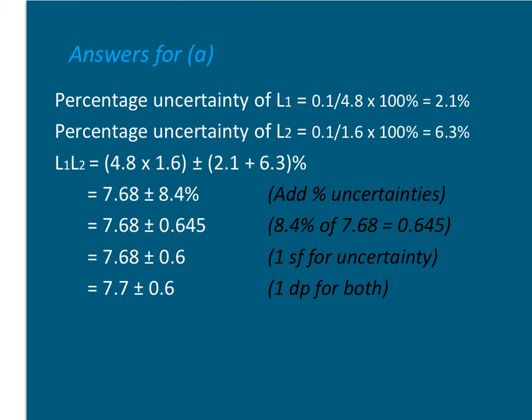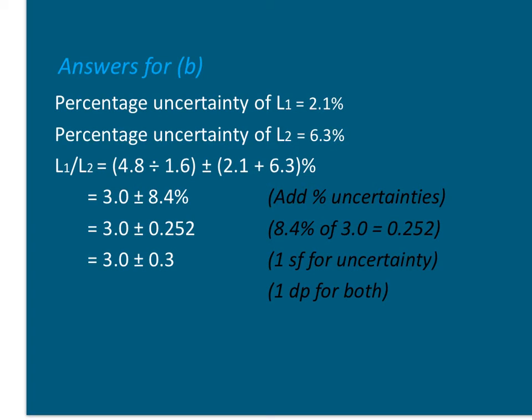So you work out 8.4% of 7.68, and it comes to that. Then you have to round this off to 1 sig fig, so it's 0.6. And then you had to round off the value to 1 dp, because this is to 1 dp. So the final answer is 7.7 plus or minus 0.6.